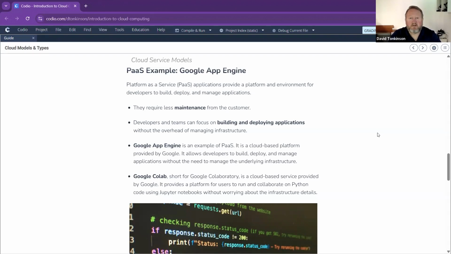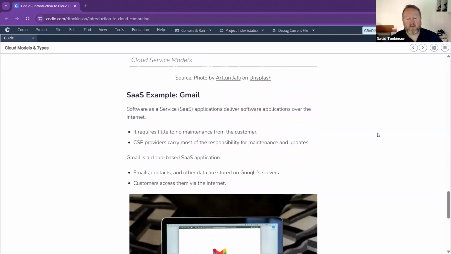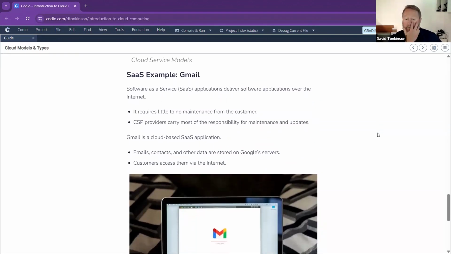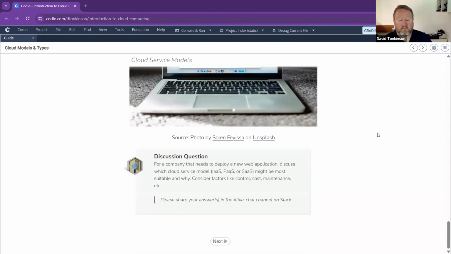A good PaaS example on here is Google App Engine. Google App Engine is basically a cloud-based platform that allows developers to build, deploy and manage applications. They don't need to worry about the underlying infrastructure. Put my teeth back in a minute. Google Colab is a collaborative cloud-based environment that allows people to play with Python code. They use things like Jupyter Notebook for a bit of sharing. Essentially sharing tools, isn't it? And we've already said some SaaS examples there. You pulled up Microsoft 365, Slack. Gmail is the one they use as an example here. So that's really what it is.